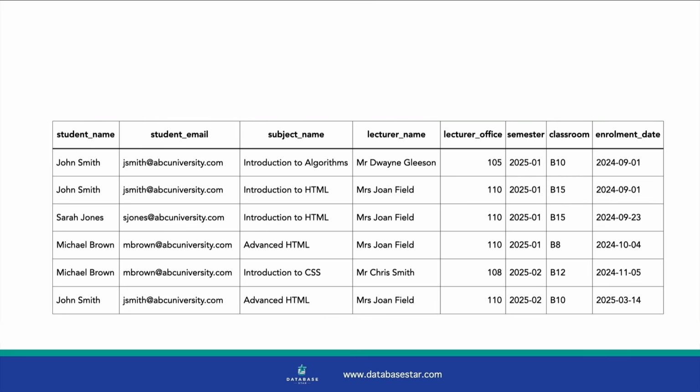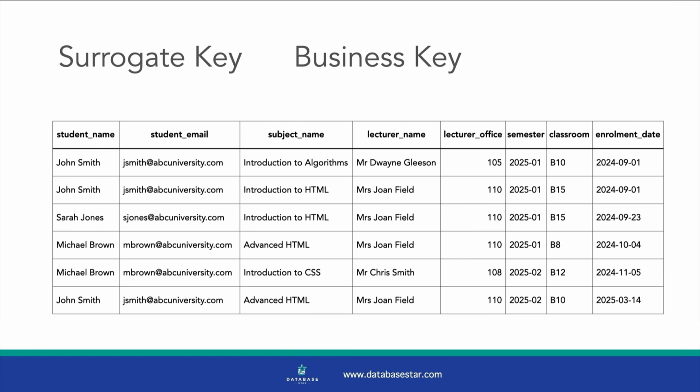There are generally two ways to do this. You can find an existing column or a combination of columns and specify those as a primary key. In this example, it could be student name and subject name and semester. This approach is called a business key because it uses existing business data. The other approach is to create a new column that has the sole purpose of being the identifier for the record. That's called a surrogate key.